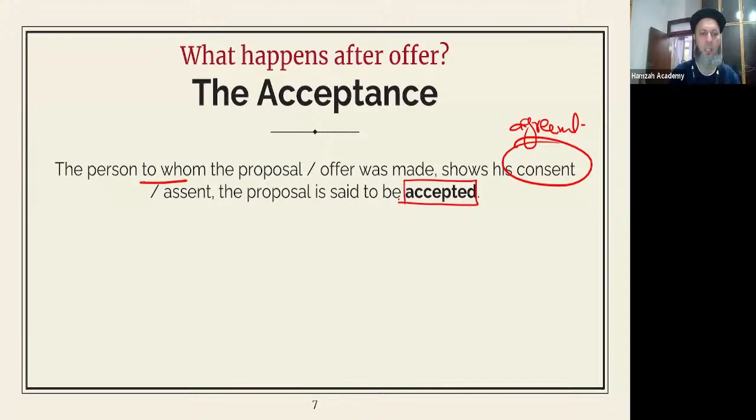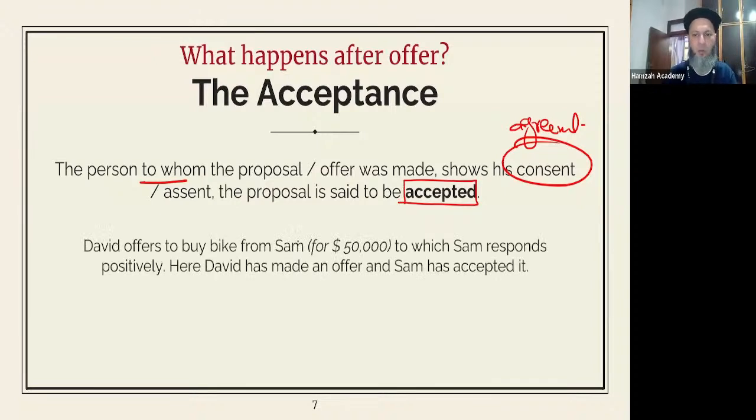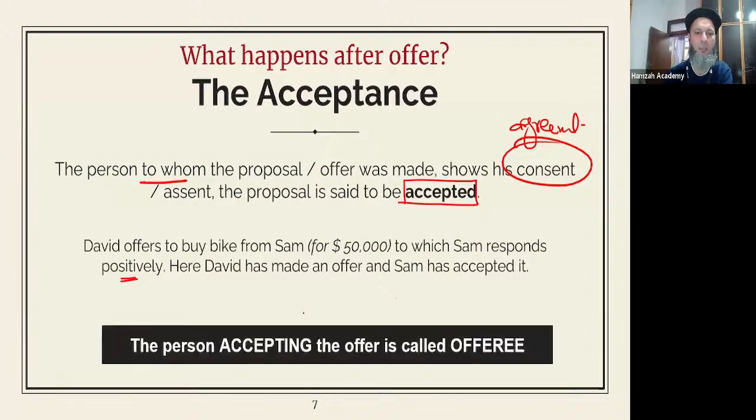So in this case, David offers to buy a bike from Sam, and Sam responds positively, which means he agrees to it. Here, David has made an offer and Sam has accepted it. The person accepting the offer is called the offeree, or when it is accepted, he can also be termed an acceptor. For example, up till this point, David offers to buy a bike from Sam. Here, David is the offerer and Sam is the offeree. But as soon as he accepts it, he becomes the acceptor.